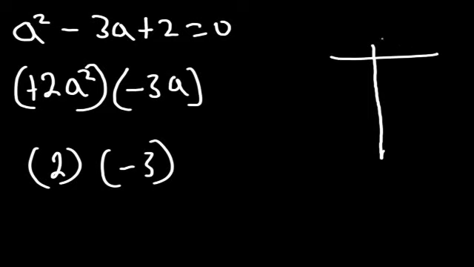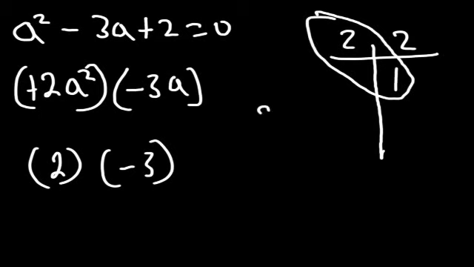Okay, so let's see. We have 2 to be the coefficient of a squared, and we want to keep on dividing this 2 beginning with the least prime number, which is 2, until we result in 1. 2 in 2 will be 1, and we have nothing else. So we have to select these two numbers, 2 and 1. Now, this is the tricky part.